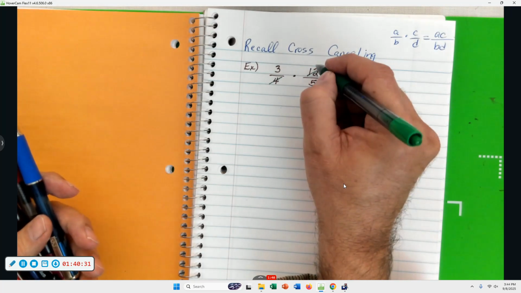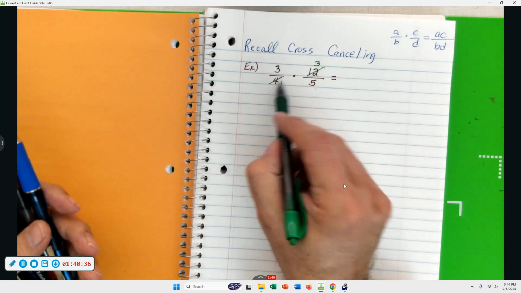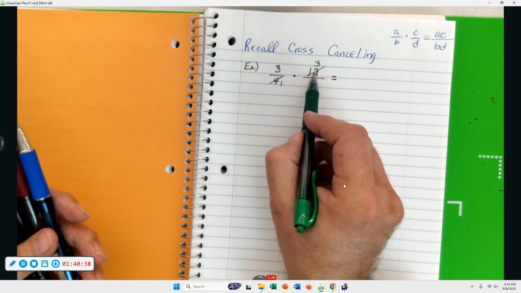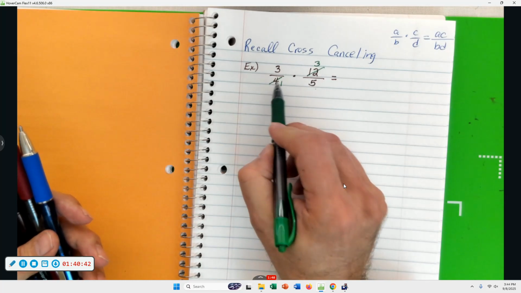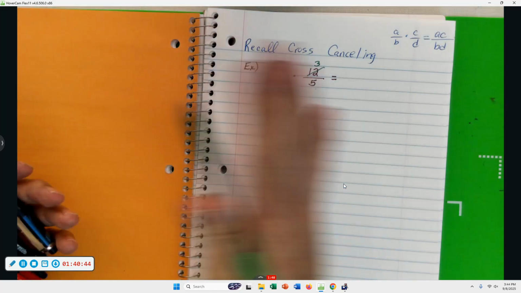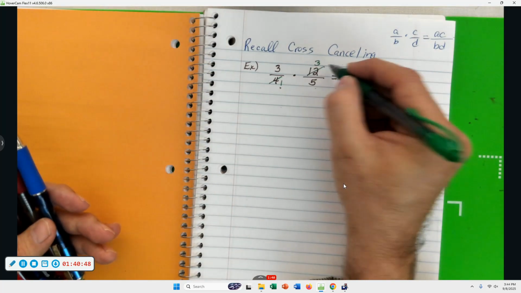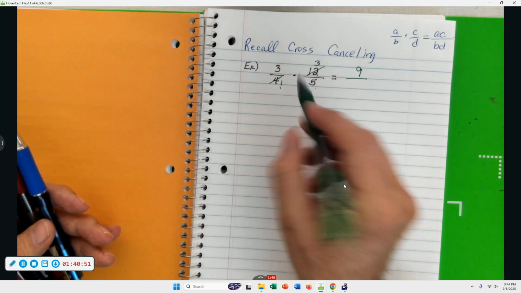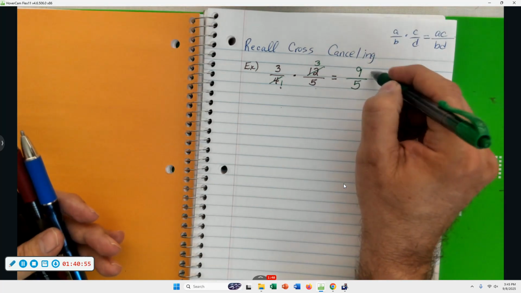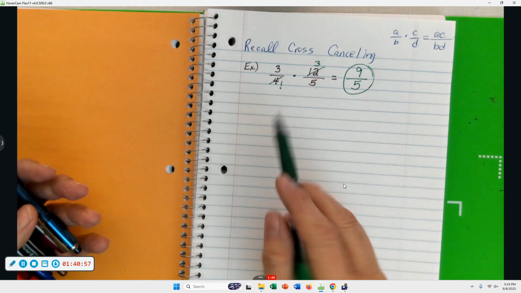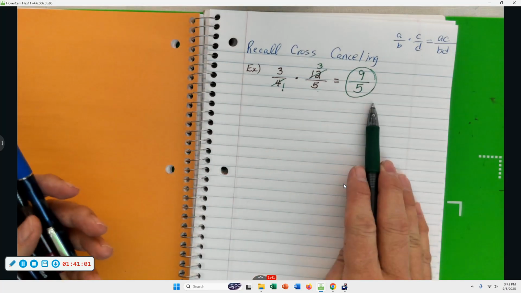4 goes into 12 3 times. So I'm dividing each of these numbers here by 4. 12 divided by 4 is 3. 4 divided by 4 is 1. Now multiplying straight across. On top, 3 times 3 is 9. On the bottom, 1 times 5 is 5. And that would have been the same answer you would have gotten if you'd multiplied straight across and then reduced.